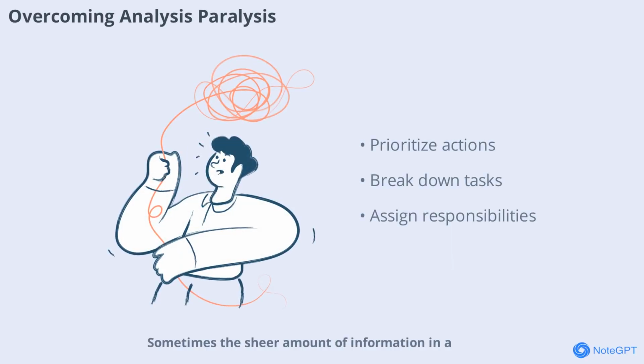Sometimes, the sheer amount of information in a SWOT analysis can lead to analysis paralysis. To avoid this, focus on the most critical factors and prioritize actions that will have the greatest impact. Break down large tasks into manageable steps and assign responsibilities to keep things moving forward.